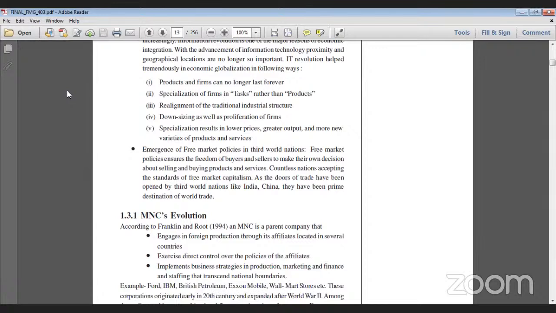Next term is MNC evolution. According to Franklin Root, an MNC is a company that engages in foreign production through affiliates located in several countries, exercising direct control over their policies and affairs, with implementation of business strategies in production, marketing, finance and so on, across national boundaries. Examples: Ford, IBM, British Petroleum, Exxon Mobil, Walmart stores, etc. These are multinational corporations.